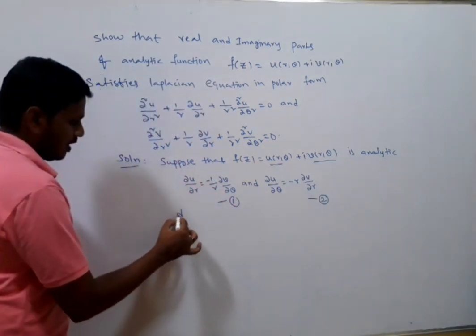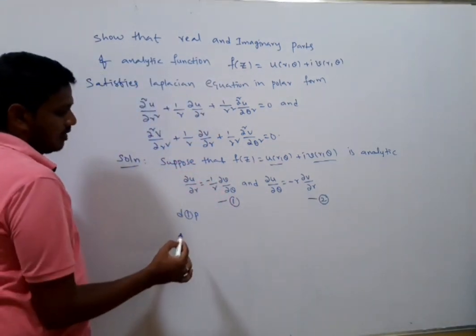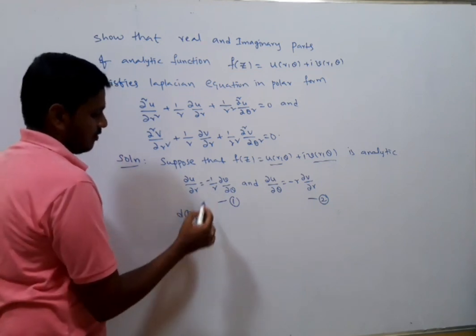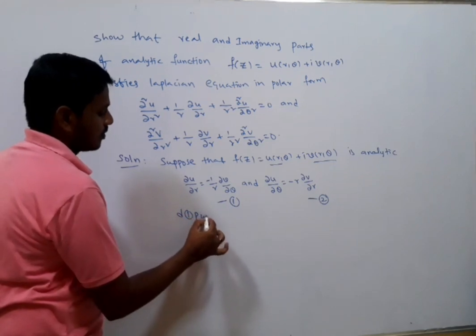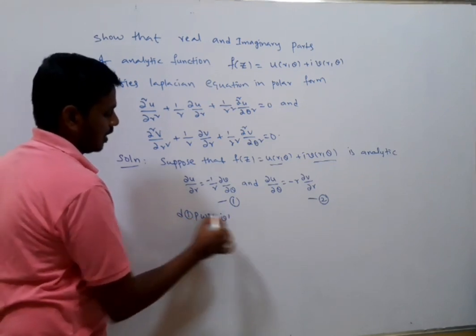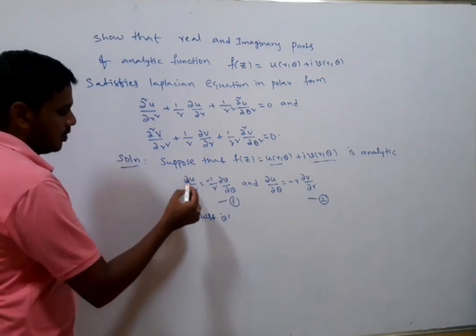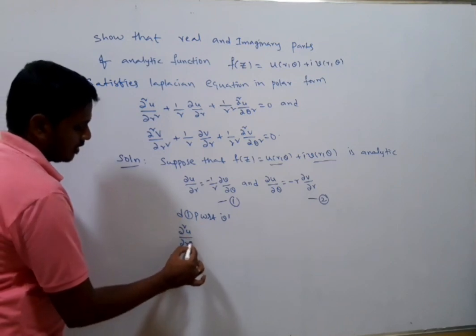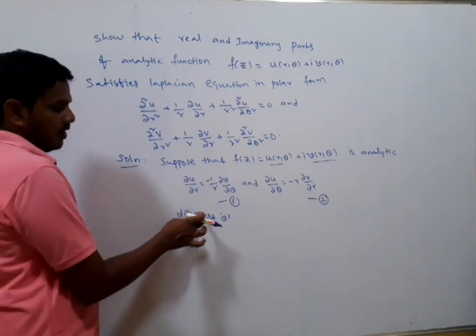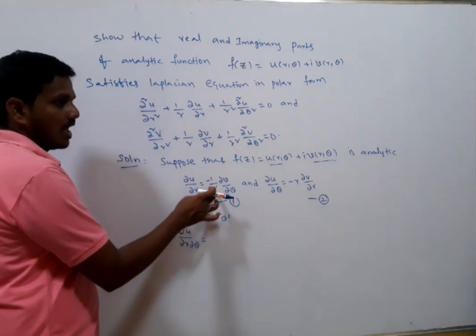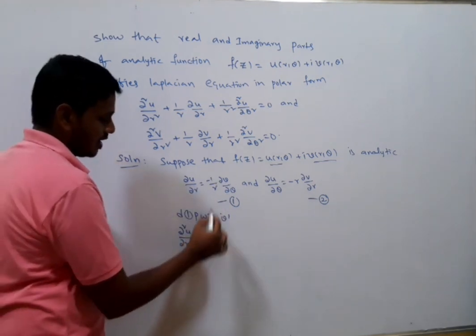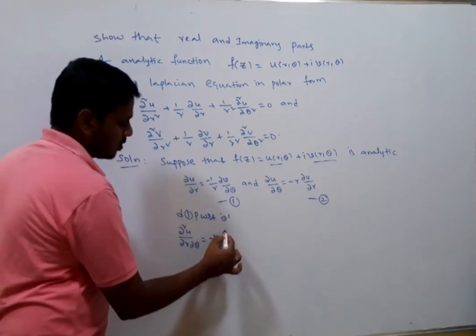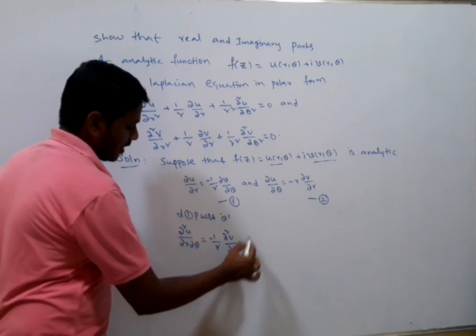Now differentiating one partially with respect to theta, we have dou square u by dou r dou theta on the LHS, which equals, keeping r constant, minus 1 by r into dou by dou theta of dou v by dou theta. This is dou square v by dou theta square.